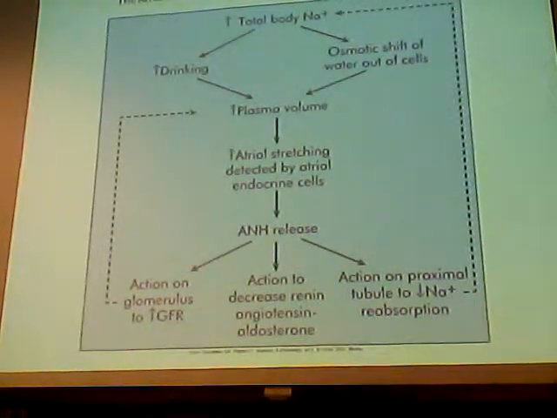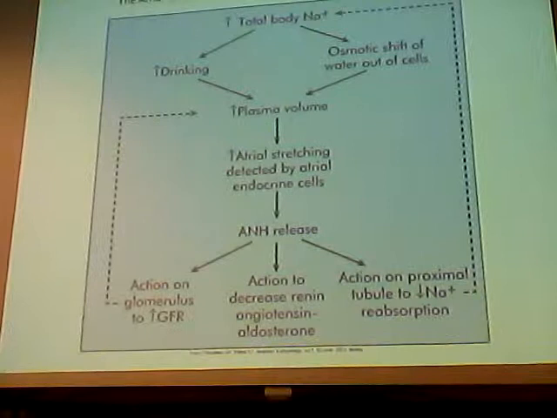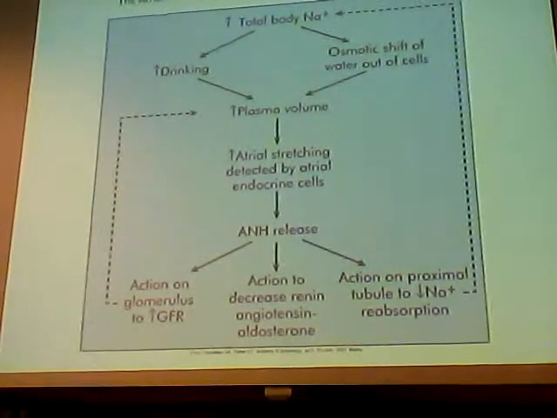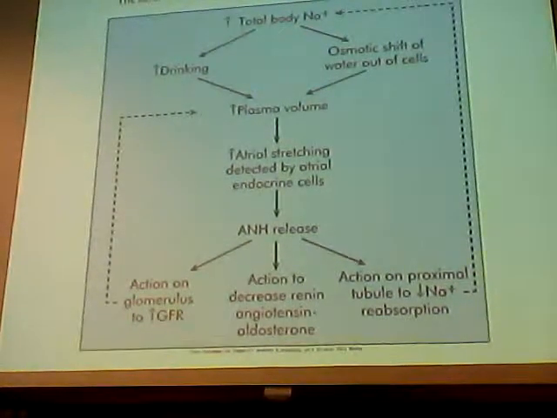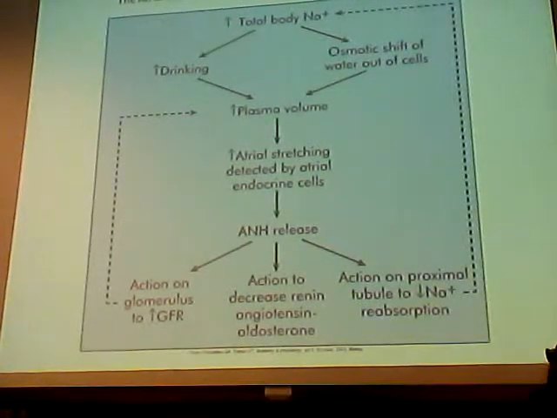Next we have atrial natriuretic peptide hormone. This is kind of the opposite of the RAS system. If you have a high blood pressure, you want to secrete this so that you get rid of sodium. If you release sodium into the system, water kind of goes out.